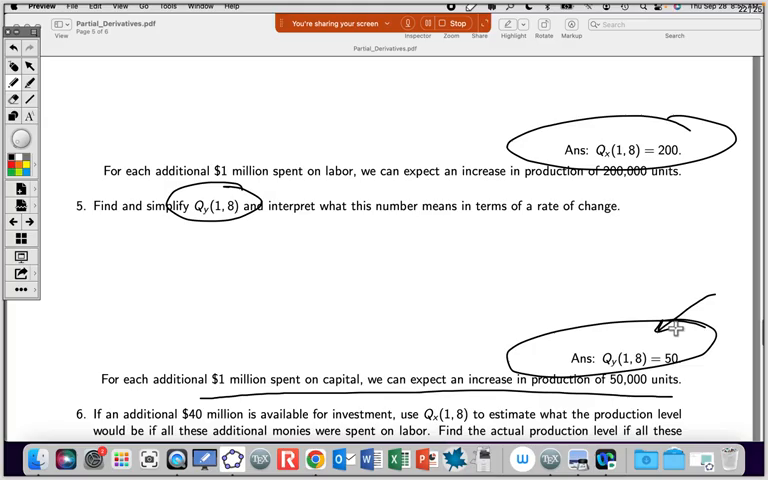So what do you think? QX is 200, QY is 50. Based on that information, if you had extra money left over, or you were going to do an investment in the company, how would you invest it so as to get the biggest boost in production? What would you do? Would you invest more into labor or invest more into capital based on what you see here?